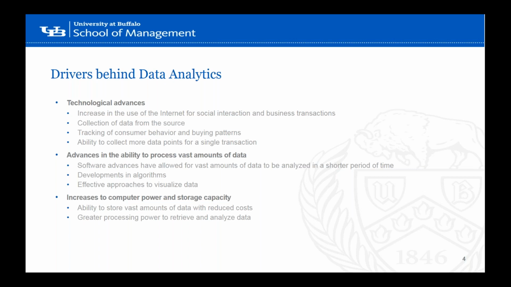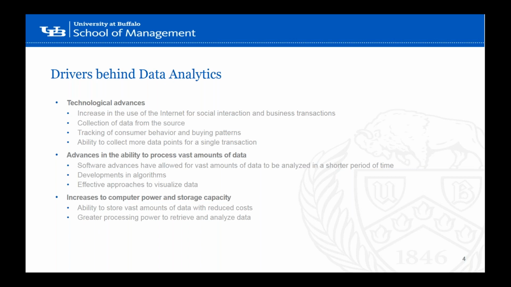Tracking of consumer behavior and buying patterns, so I kind of touched on that already, and they're able to collect more data points for a single transaction. If you even look at something as simple as a receipt, you know, a physical receipt that we receive if you go to a physical store, there's lots of different data points where they're tracking it down to, you know, there's a transaction number, there's a cashier number, there's a register number, so they can really identify the flow of activity and patterns to what's occurring in a physical location. So lots of different data points.